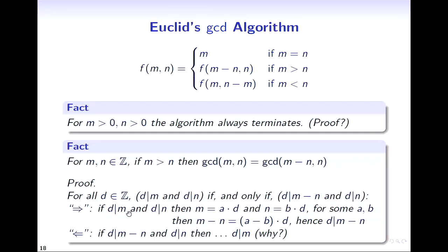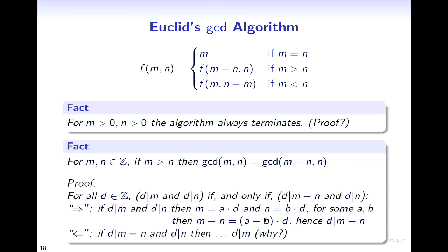If 7 is a divisor of 42 and 7 is a divisor of 70, then you can find these two numbers a and b, and it might be a nice exercise for you to think about what a and b would be, so that this is really the case. Now, if that is the case and this is the case, then we can calculate the difference between m and n as a times d minus b times d. And clearly, a times d minus b times d is the same as, simple arithmetic, a minus b times d.